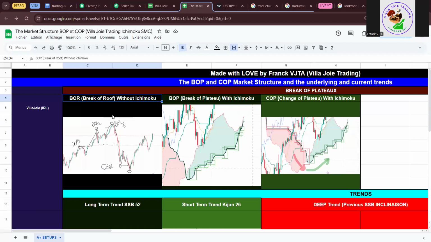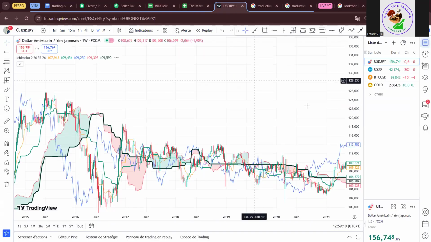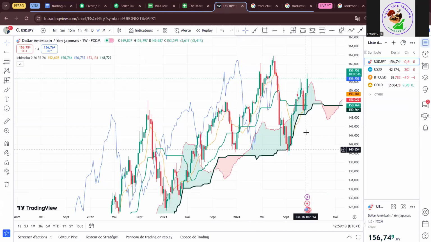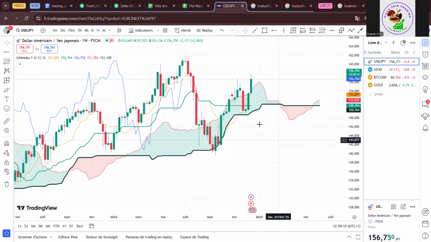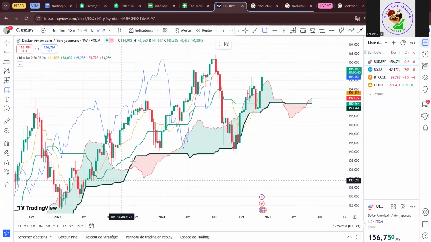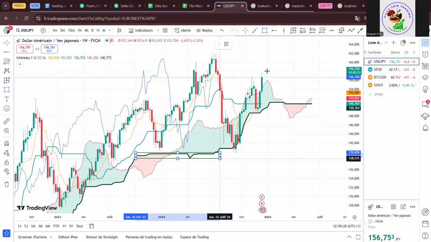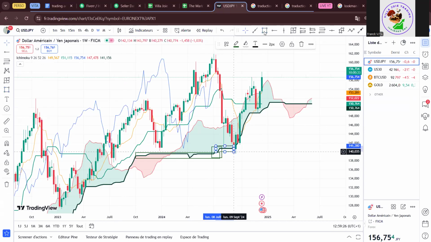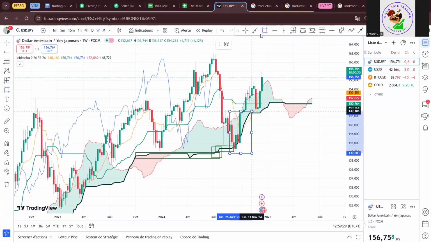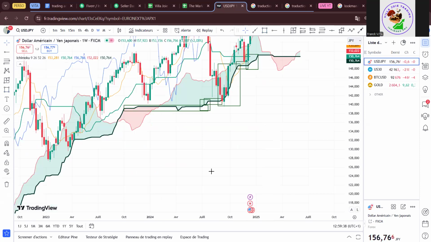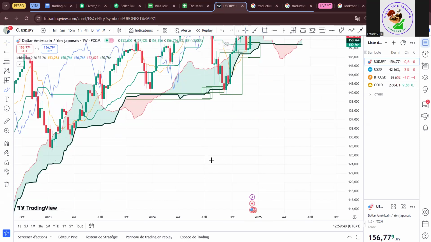So after that, we have the break of plateau. The break of plateau with Ichimoku is simply this, right? You just turn on Ichimoku, and the break of plateau is simply this. You have first of all a plateau here, and then you have another one. That's an inclination now. Then you have a plateau here, and then you have an inclination to the upside, and then you have a plateau. Those are just stairs, right? Simple stairs like this.